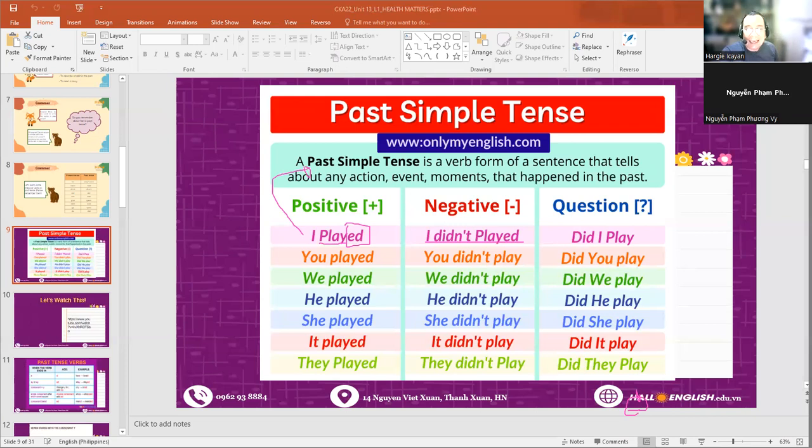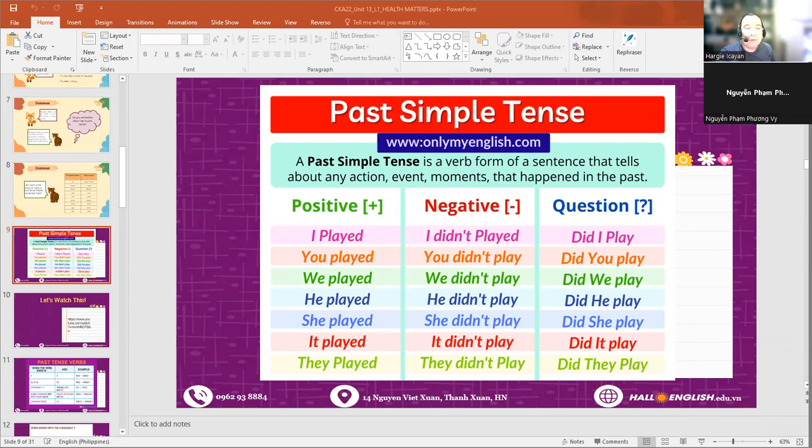Okay. Now, that is positive. That's the positive one. What about if we are going to make a negative statement for that? So how are we going to do that? So I didn't play basketball last week. Okay, look at the chat, B. Yes. So negative statement: I didn't play basketball last week.